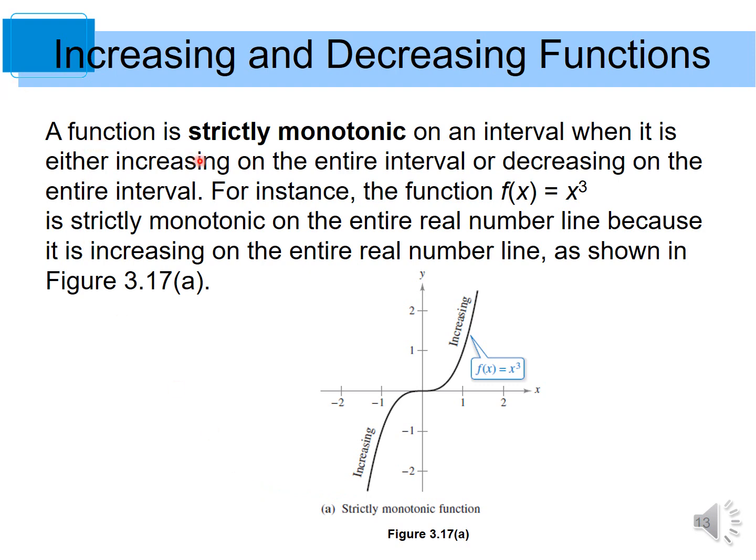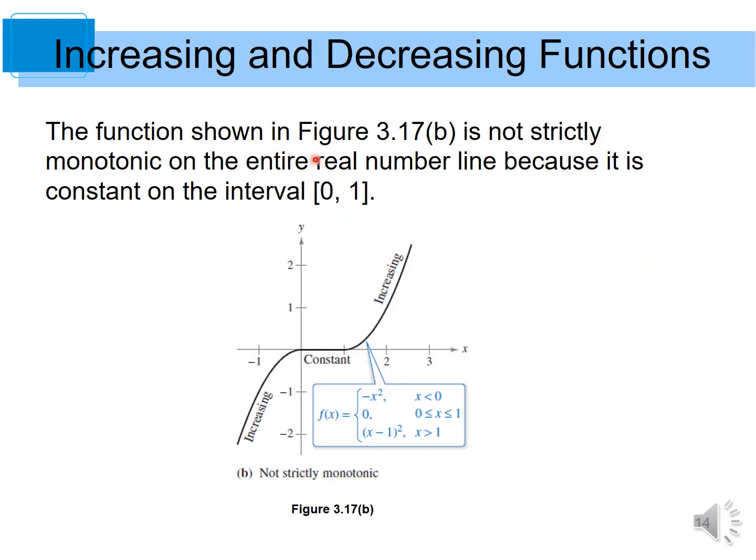A function is strictly monotonic on an interval when it is either increasing on the entire interval or decreasing on the entire interval. For example, the function f(x) equals x cubed is strictly monotonic on the entire real number line because it is increasing on the entire real number line. The function shown in the figure below is not strictly monotonic on the entire real number line because it is constant on the interval from 0 to 1.